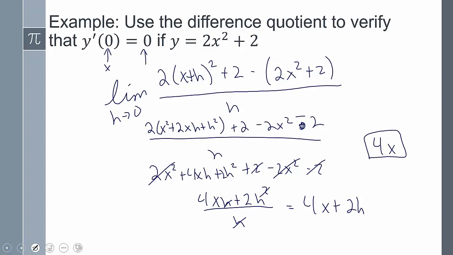So that's the derivative, right? I can say that y prime equals 4x, but now it's saying the value when my x is 0. So now I need to plug in 0 for x. So what's going to happen is I get 4 times 0, and so that gives me 0. And so I have just shown that y prime of 0 equals 0.